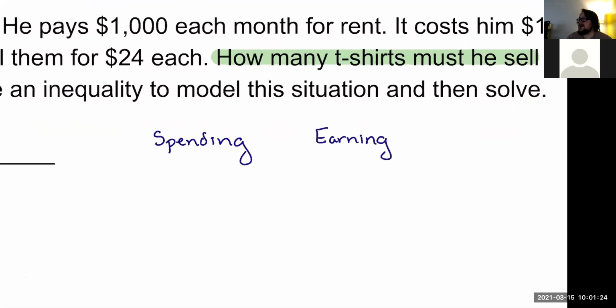Now, in order to make a profit, which one has to be greater? The spending or the earning? Earning. So the spending had better be less than the earning. Or if you remember, the little alligator likes to go towards the bigger one. This little alligator is eating the earnings because we want this one to be bigger.